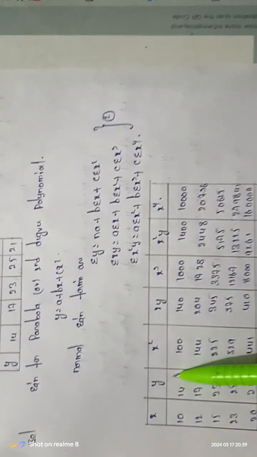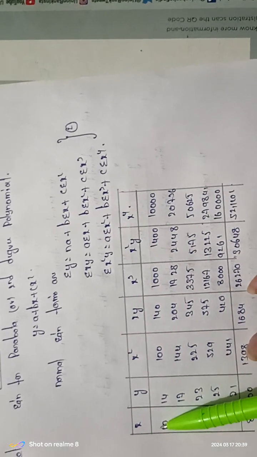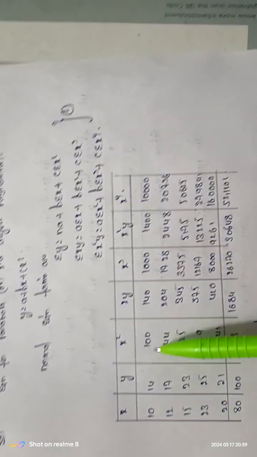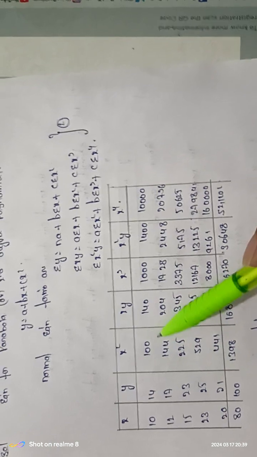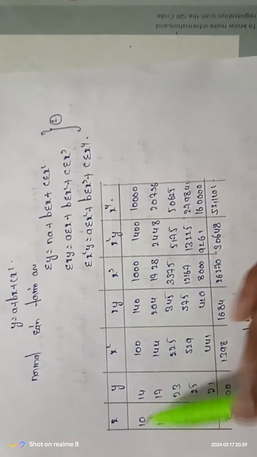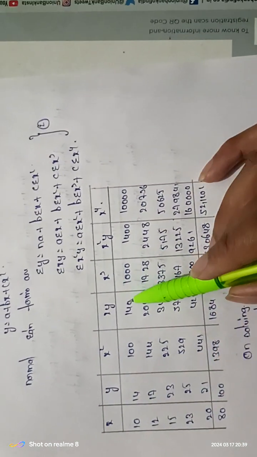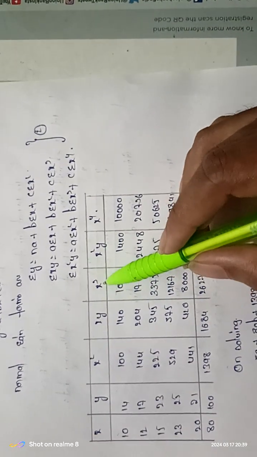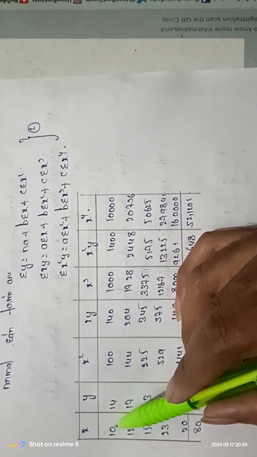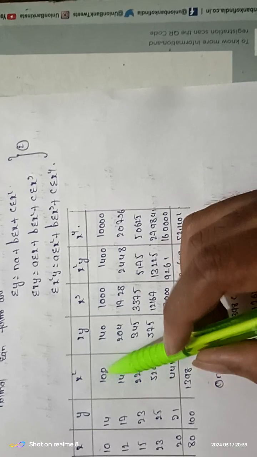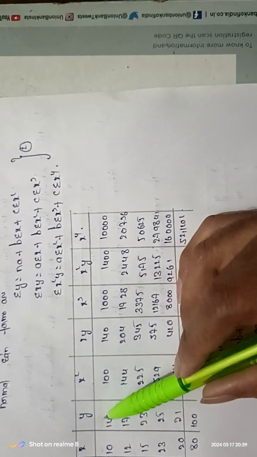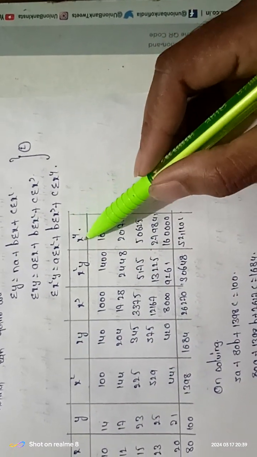The given x and y values. For squaring of the x, we have the values of x square. By multiplication of x and y, here are the values, and x cube, multiplying the x value three times. Multiplying the x square and y, here is the result, and x power 4.